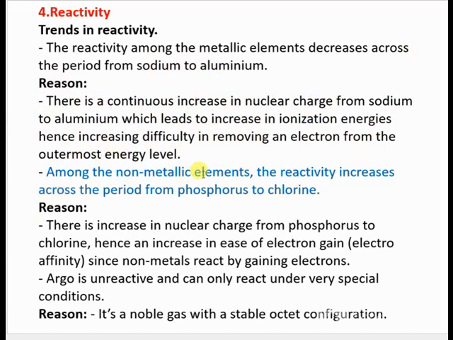Among the non-metals, reactivity increases across the period from phosphorus to chlorine. There is an increase in nuclear charge from phosphorus to chlorine, hence an increase in the electron gain energy. Argon is unreactive and can only react under very special conditions.